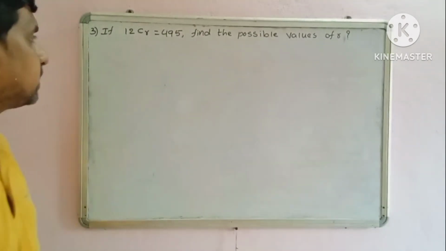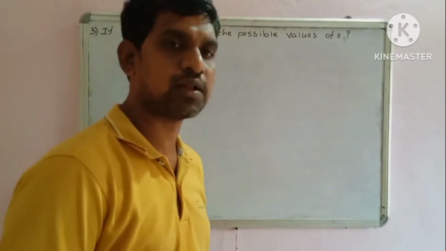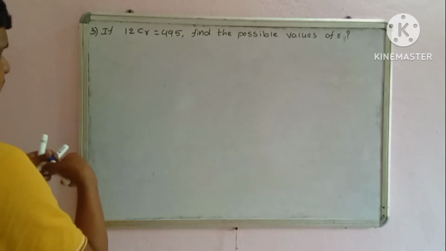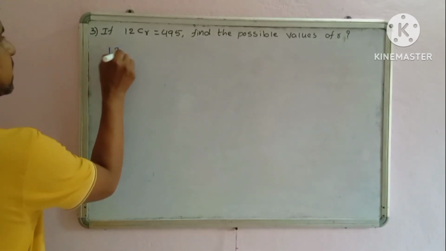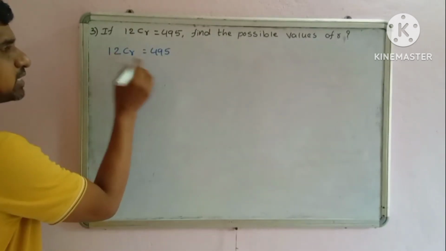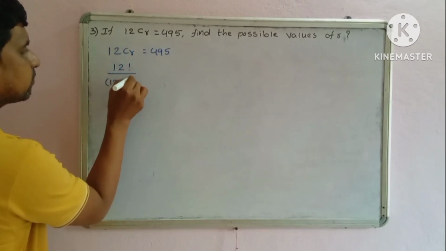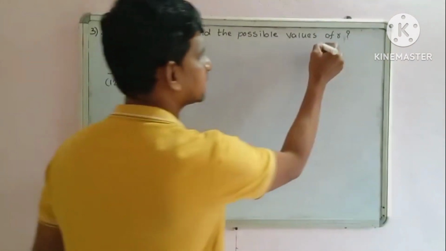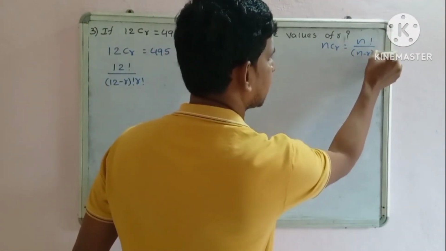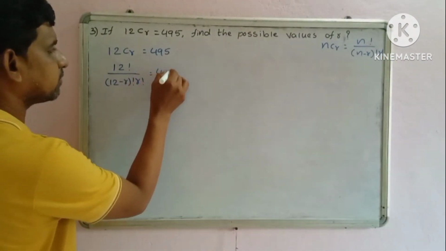Now, see problem number 3. 12CR equals 495. Find the possible values of R. So, 12CR equals 495. The formula is nCr equals n factorial by (n minus r) factorial times r factorial. So 12 factorial by (12 minus r) factorial into r factorial equals 495.